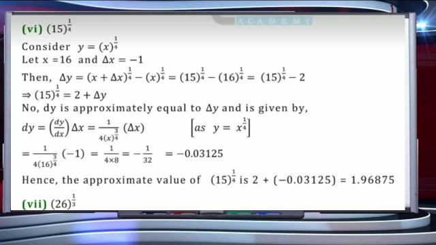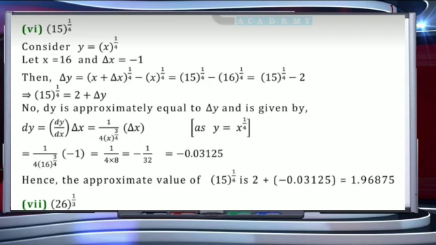The derivative of x raised to power 1 by 4 is 1 by 4 x raised to power 3 by 4, everything in the denominator, into delta x. Substituting all the values, we are getting dy as minus 0.03125. We will substitute this value in 15 raised to power 1 by 4. So we will get the value as 2 plus minus 0.03125, which is equivalent to 1.96875.